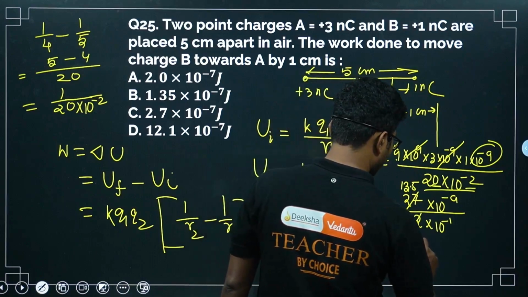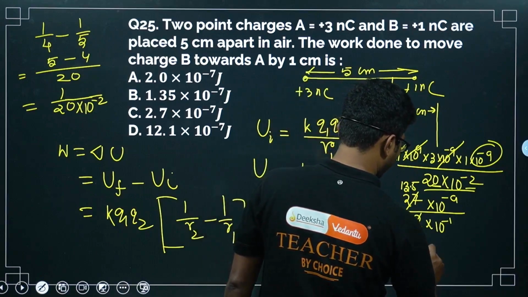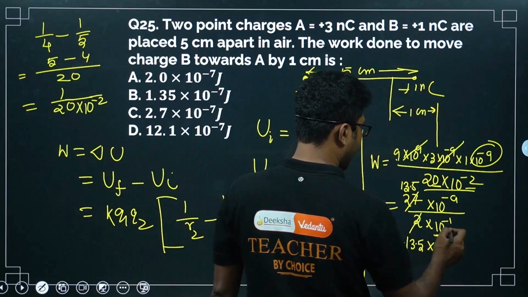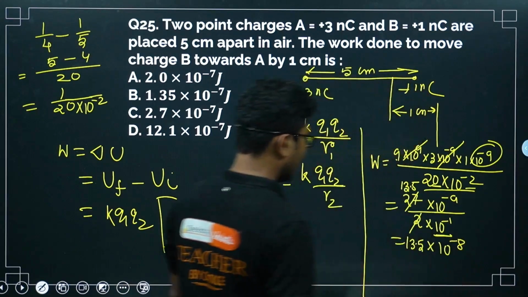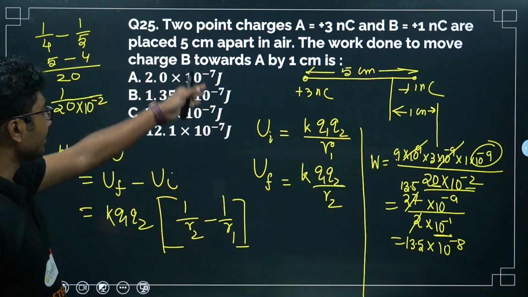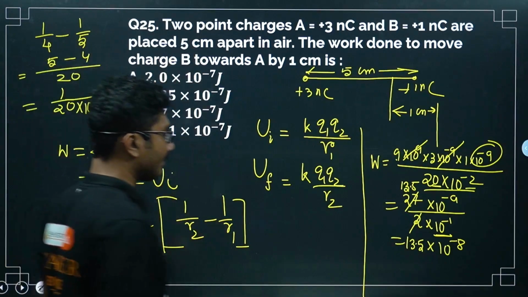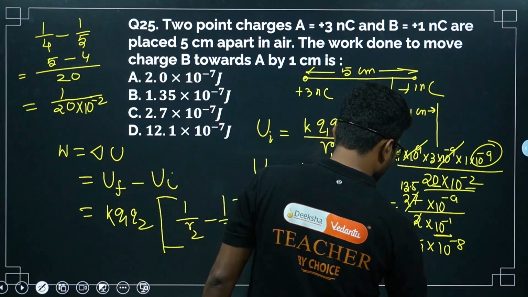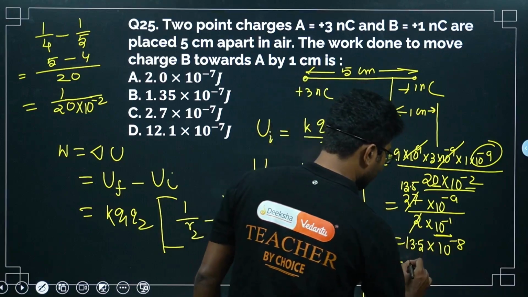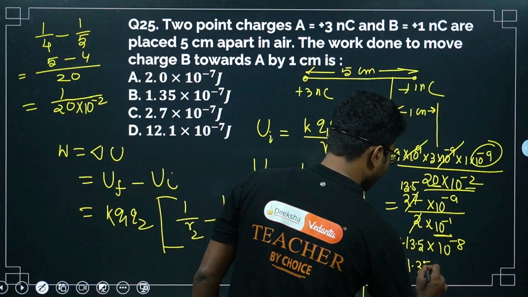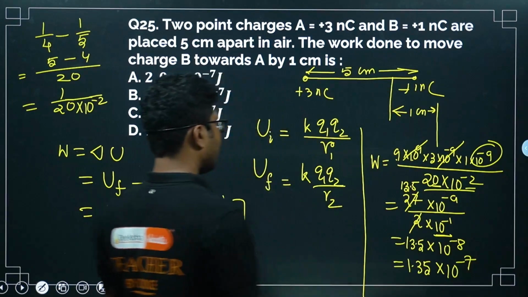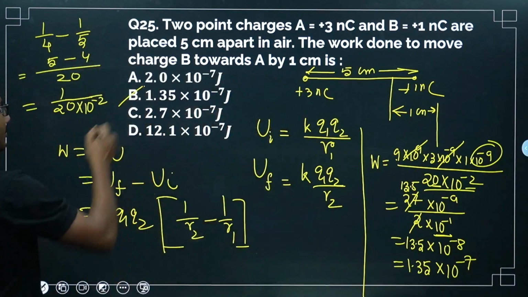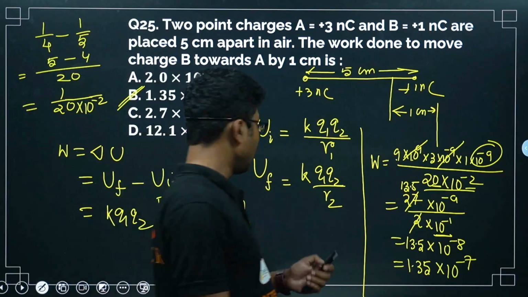So 13.5 times this will go up and it will become positive. So 10 to the power of minus 8. Now if you see, all the options are given in 10 to the power of minus 7, so you have to reduce one more 10 to the power. So you have to put one more decimal. So 1.35 times 10 to the power of minus 7. Okay, so 1.35 times 10 to the power of minus 7 joules.